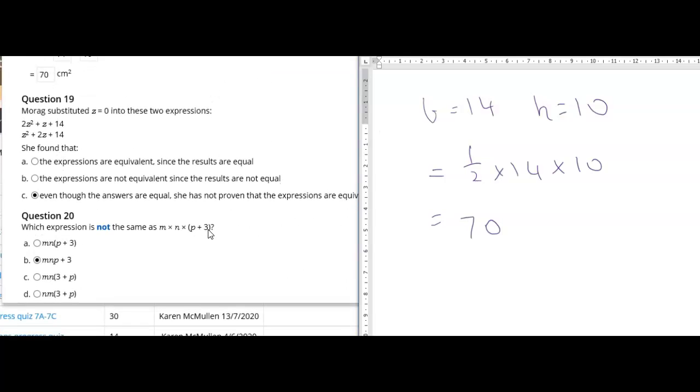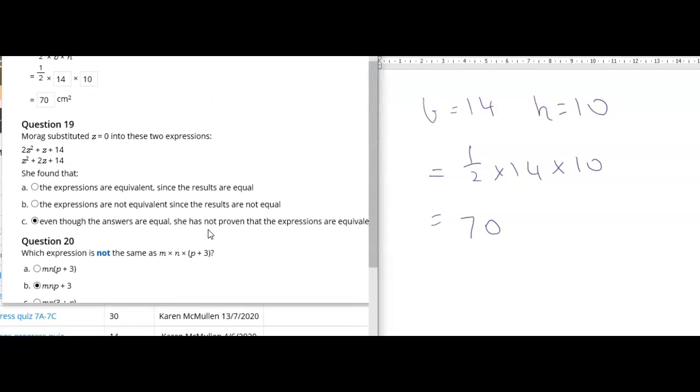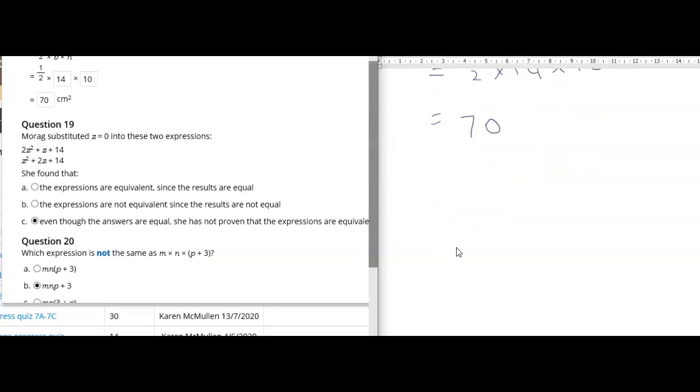All right, question 19. Morag substituted z equals 0 into these expressions. 2z squared plus z plus 14. And z squared plus 2z plus 14. So pretty much the same. It's just the coefficient of 2 has changed for the z squared and the z.